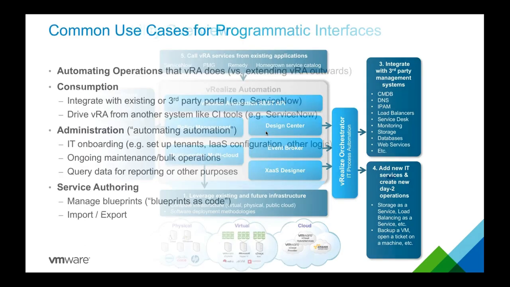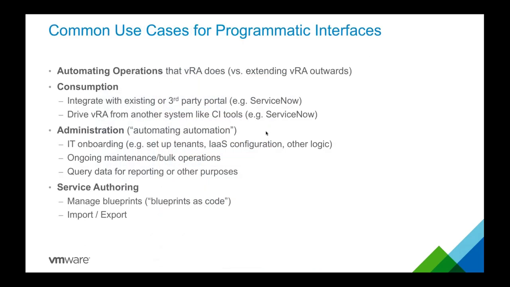Okay. It's just really hard to gloss over that so quickly, but I'm going to charge on because I've got stuff to show. So common use cases, right? Automating operations, that is extending VRA outwards, right? Consumption, this is the number one use case, especially when we start talking about some of the new things we can do with VRA, like container hosts as a service or Docker as a service, or requesting hybrid applications through the catalog, or very complex modern applications, purely modern or hybrid or traditional IaaS.